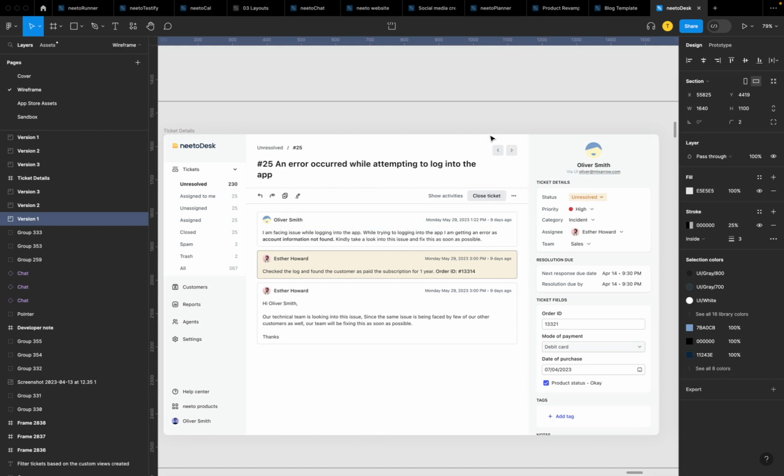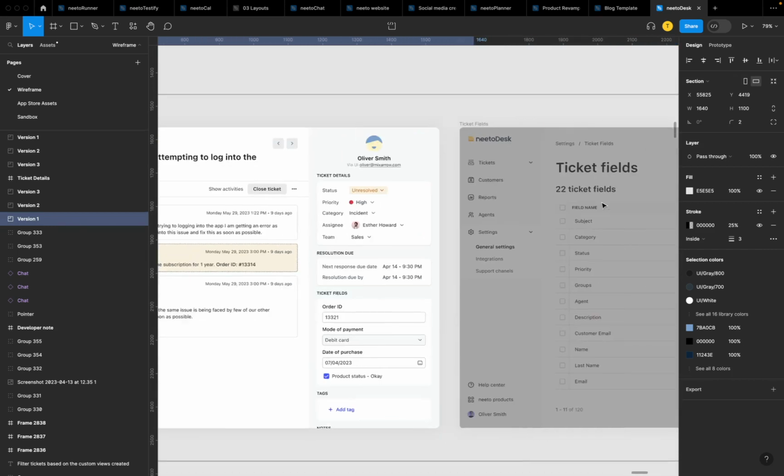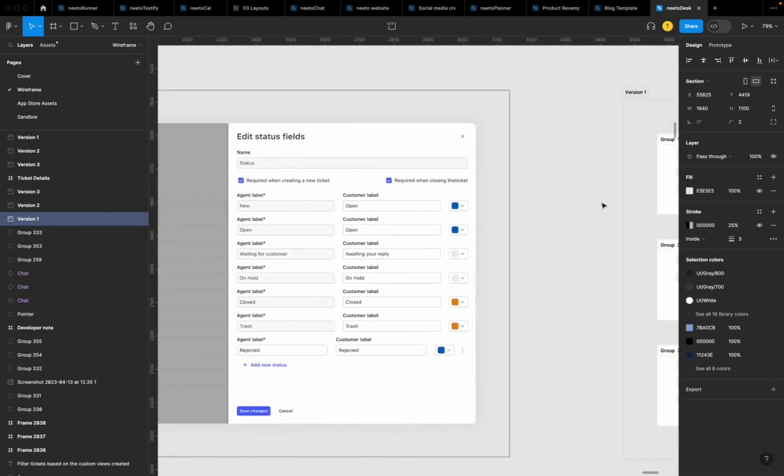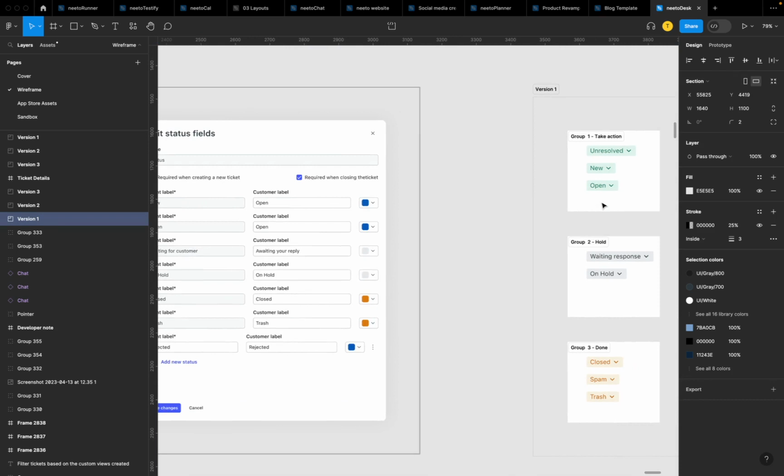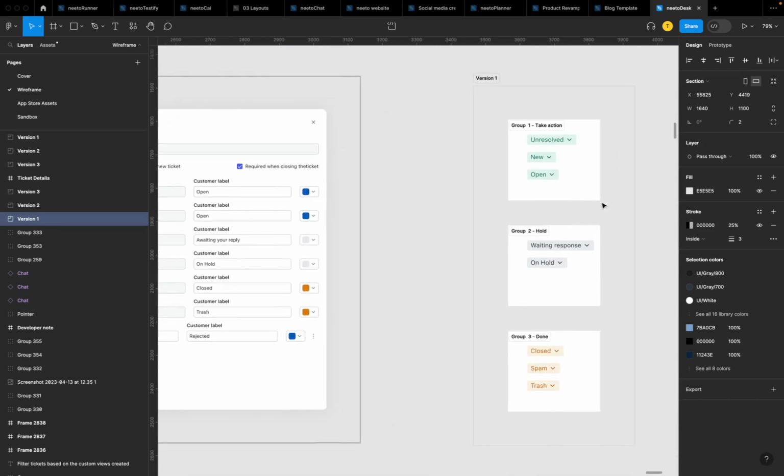Now, after deciding we would be going with this particular design, we came across another issue: what should be the color of the status. So based on that, I thought of going with this approach where we would be classifying or grouping these statuses into three different buckets. One is take action, the second one is on hold, and the third one is done.